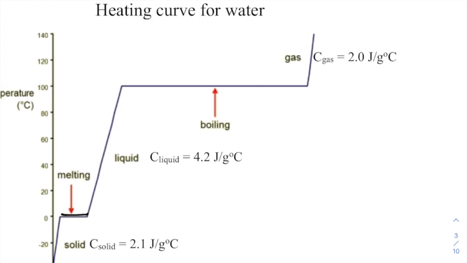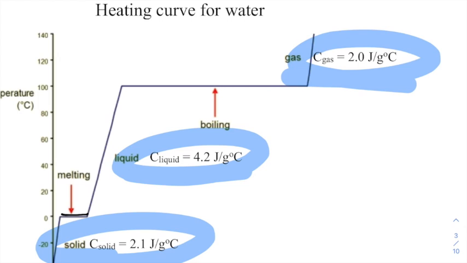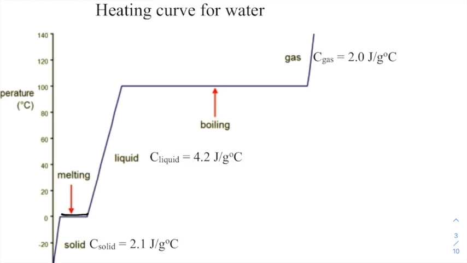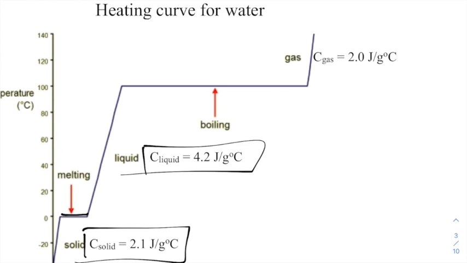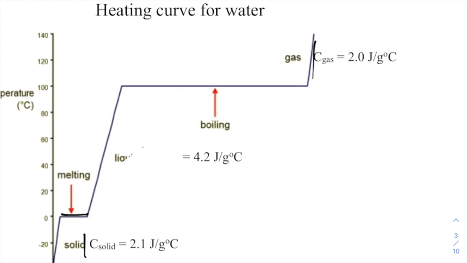The first factor is that you have solid, liquid, and gas. And please note that the solid, liquid, and gas have different specific heat capacities. So solid ice has a specific heat capacity of 2.1. Liquid water is your 4.18 or 4.2. And steam has a value of 2.0. So that's factor number one. All of those are going to be different.